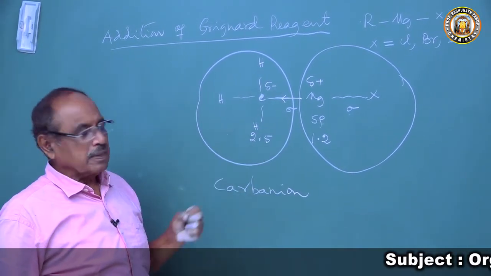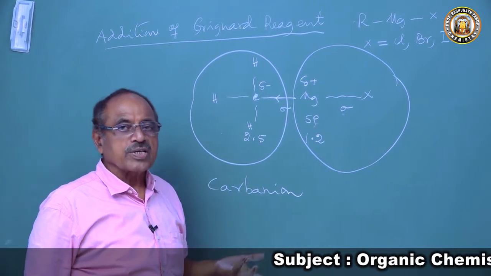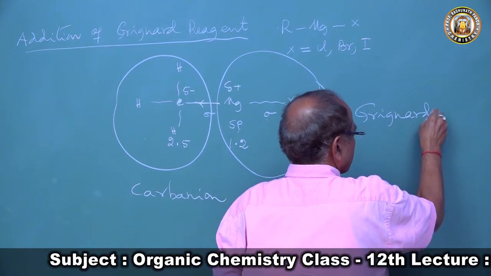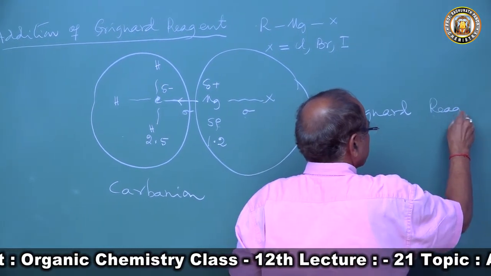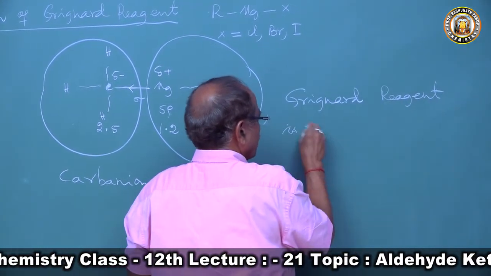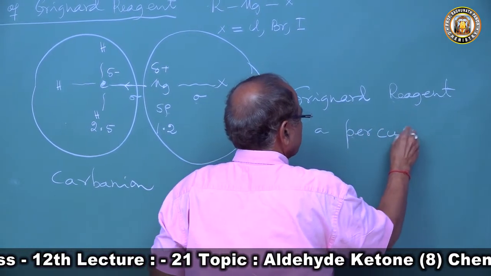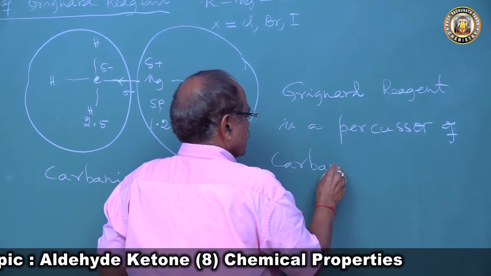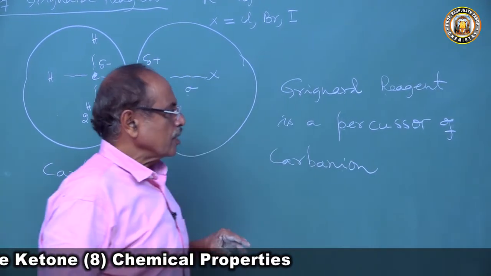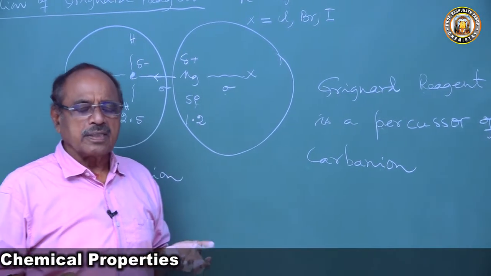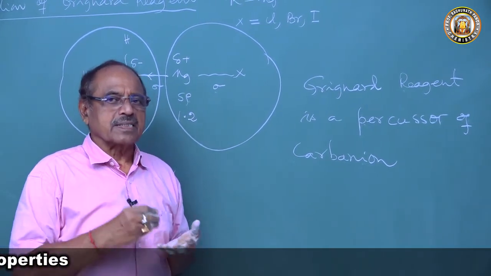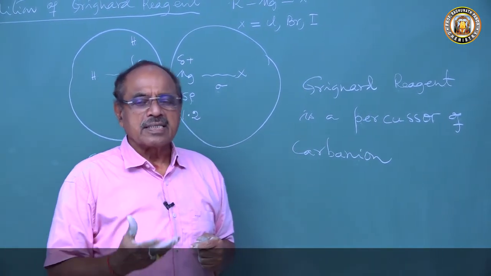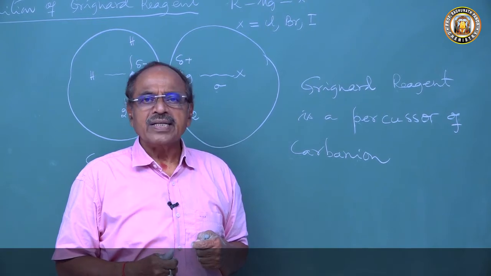Hence, this Grignard reagent is a precursor of carbanion. This sentence you please children remember: Grignard reagent is a precursor of carbanion. That means if you take Grignard reagent in any compound, it will give us R minus. And one more thing, the Grignard reagent is always stored in ether.